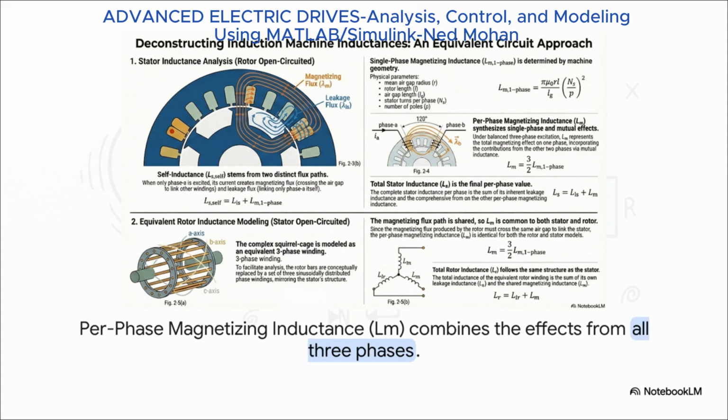But of course, induction machines don't run on a single phase. They run on a balanced three-phase supply. So the total magnetizing effect isn't just from one phase, right? It's from the combined rotating field of all three working together. And it turns out this results in a total per phase magnetizing inductance, Lm, that is exactly 3/2 that single phase value. This 3/2 factor is super important. You are going to see it pop up all the time in three-phase machine analysis.